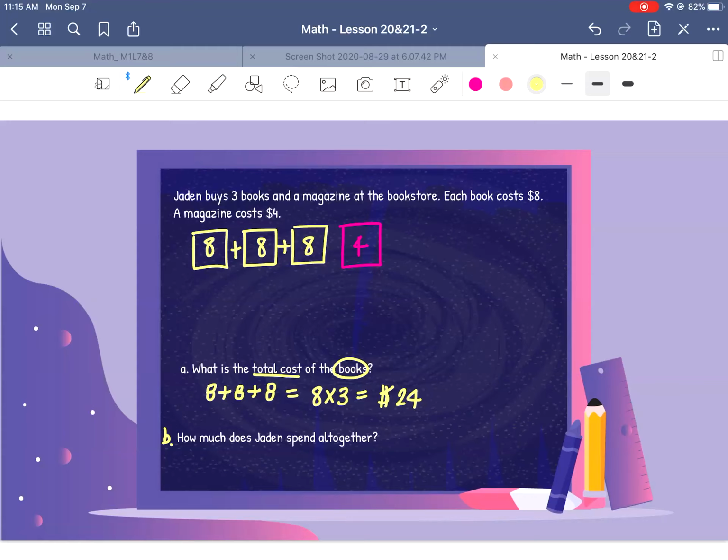Then let's look at question number B. How much does Jaden spend all together? So here the question is asking not just the book, not just the magazine, but all 4 items he bought. So now from my number here, I just need to add the price of the magazine, which is 4. And my final answer, the total that he spent, is $28. And don't forget to label it always.